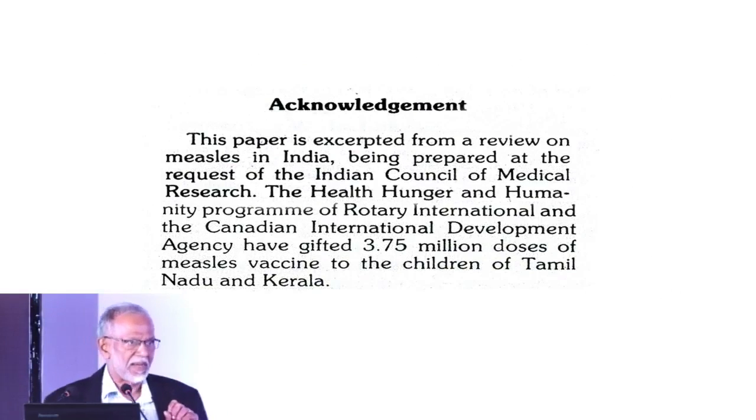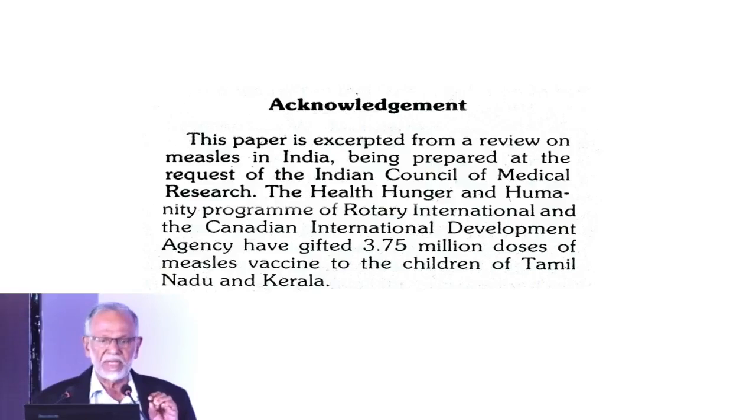And I bring this paper in because the Rotary International had gifted 3.75 million doses of measles vaccine to the children of Tamil Nadu and Kerala. Although unlicensed, our then Chief Minister M.G. Ramachandran had got special permission from the Government of India for using it in Tamil Nadu. Kerala didn't get it, so Kerala didn't take up this vaccine at that time. This is 1978 through 1983, and this experience was instrumental in measles vaccine being licensed and introduced into India's EPI in 1985. 80 districts, concentrically expanded to all districts by 1990, when EPI was renamed as the Universal Immunization Program.